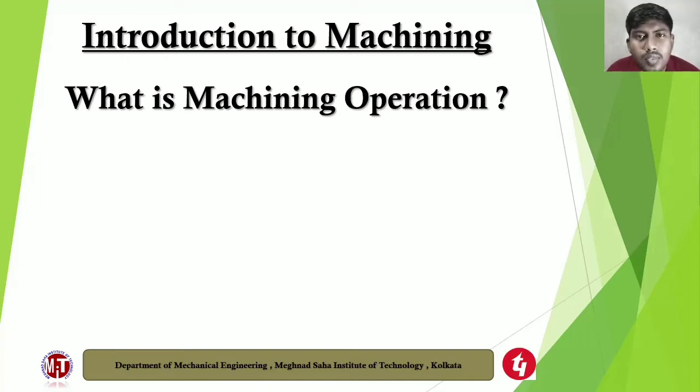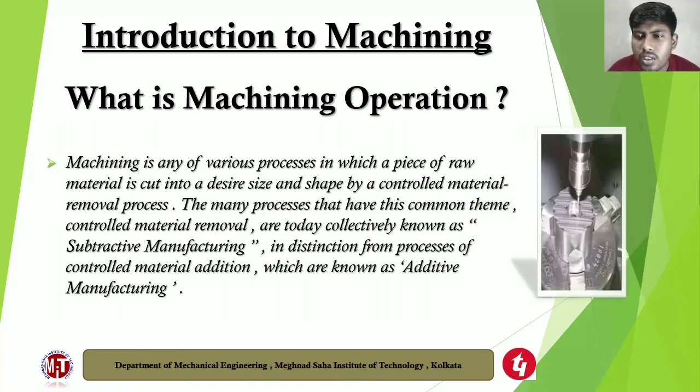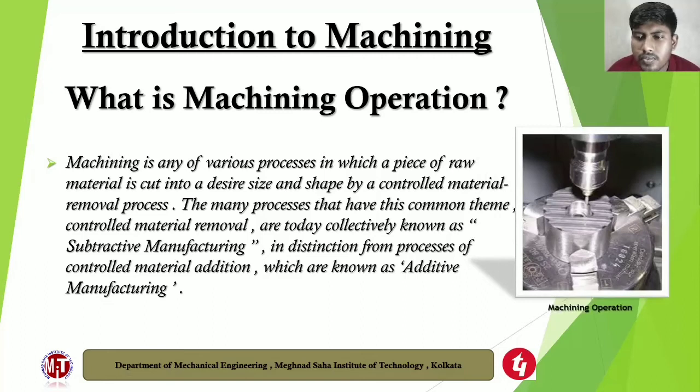And on the other hand, when material is added, or when the process is controlled by material adding, then it is called the additive manufacturing process. And here the example is the 3D printer. Okay, and then here is the description and one of the pictures of this.